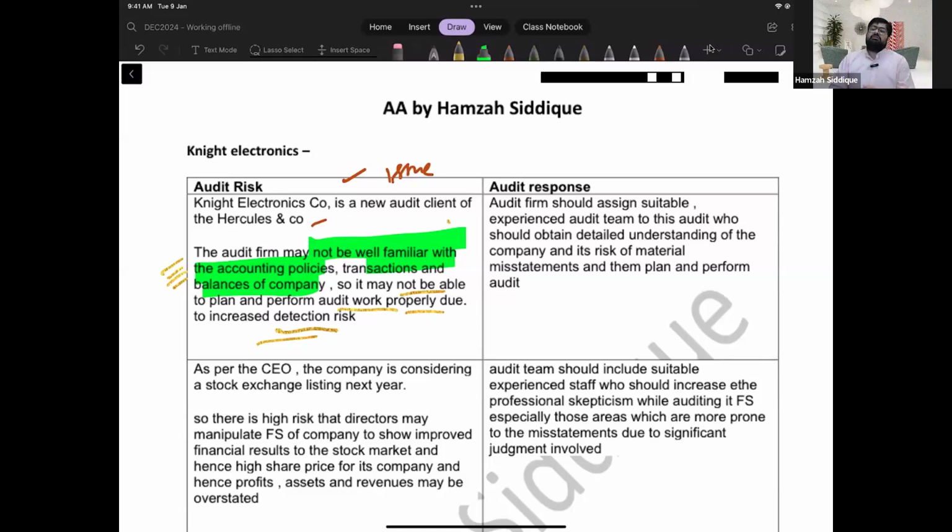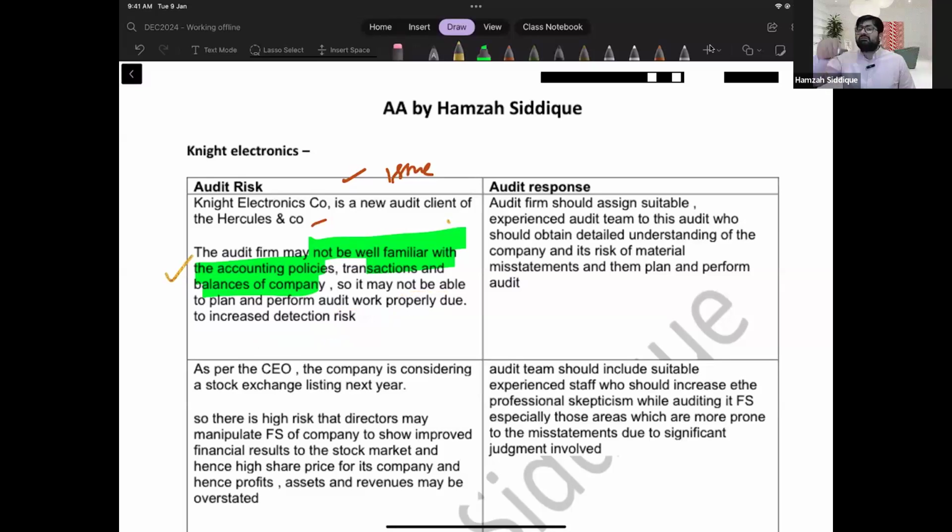What blunder was done by the student? "Since it is a new audit client, the auditor may not be familiar with the company, and hence audit risk is high due to increased detection risk." So you didn't explain in detail, in depth. How are you expecting marks? You won't be granted marks. Remember, this is the overall risk, this is the risk you see here.